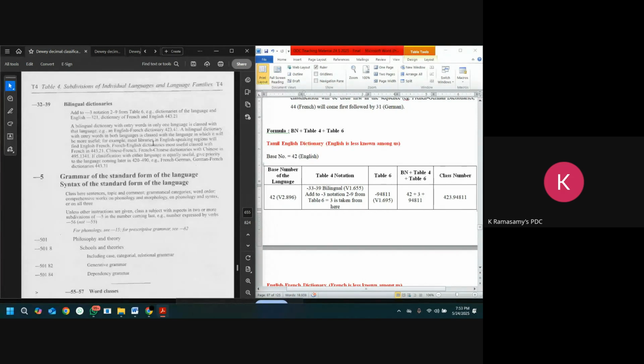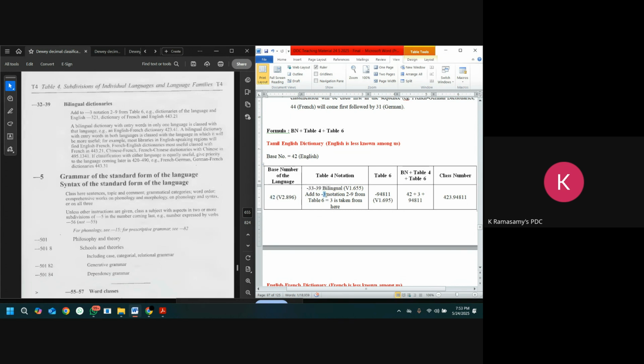How to form the bilingual dictionary? Very simple. Add notation 3 to the base number. 3 stands for dictionary. Then 229 from table 6. You can take any number from table 6 and that can be added. So very simple. What is the formula? 1 is the base number. Then 3 is taken from table 4. And the second language is taken from table 6. What is the base number? English 42. What is the number for dictionary?